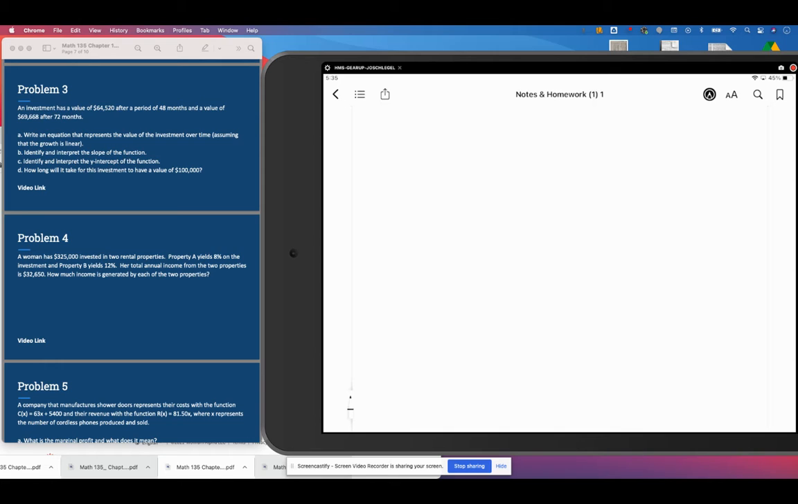I can tell already that I'm going to need to do point slope form for number 3 here. Remember that the money is always the y value, so we're going to have 48 first, then our 64,520, and secondly 72, and our 69,668. So we can label these our x1, y1, x2, y2.